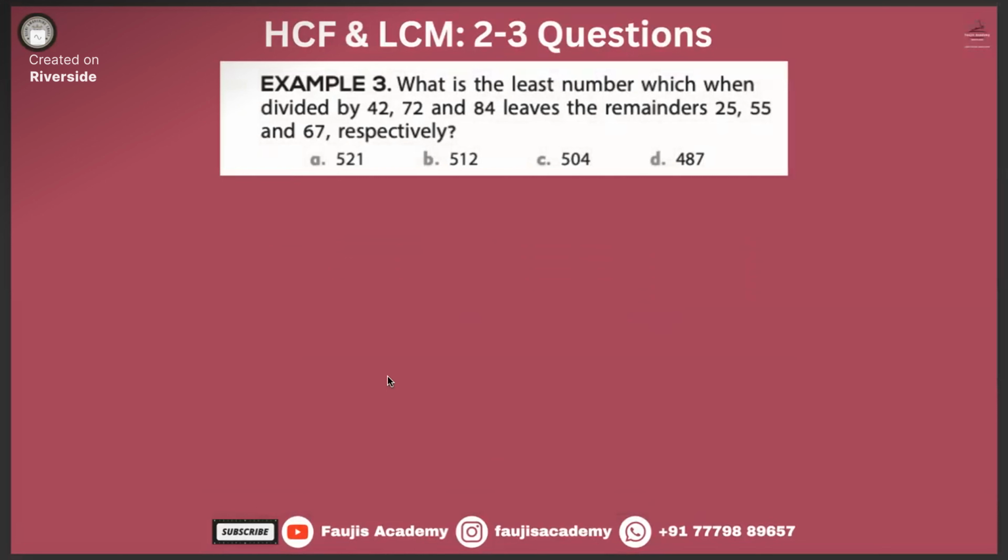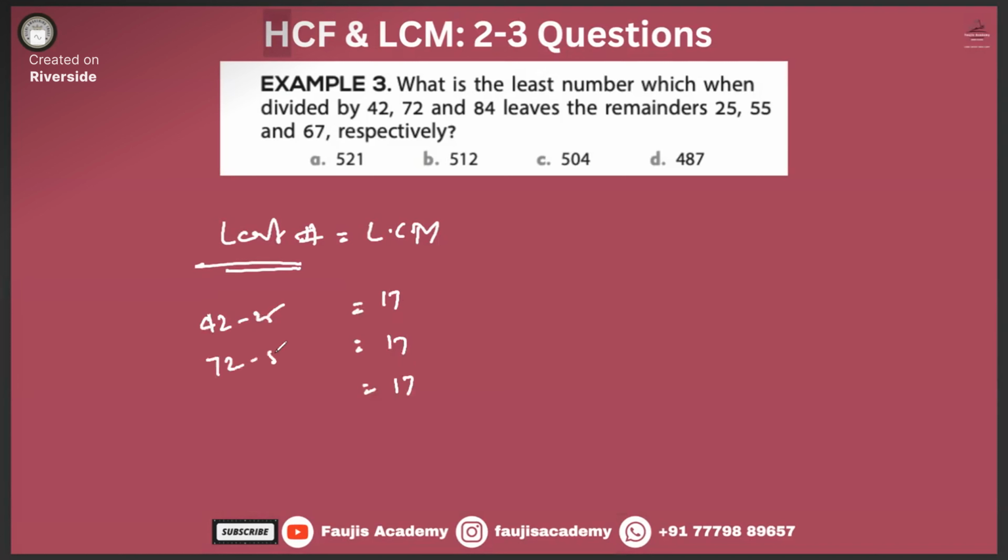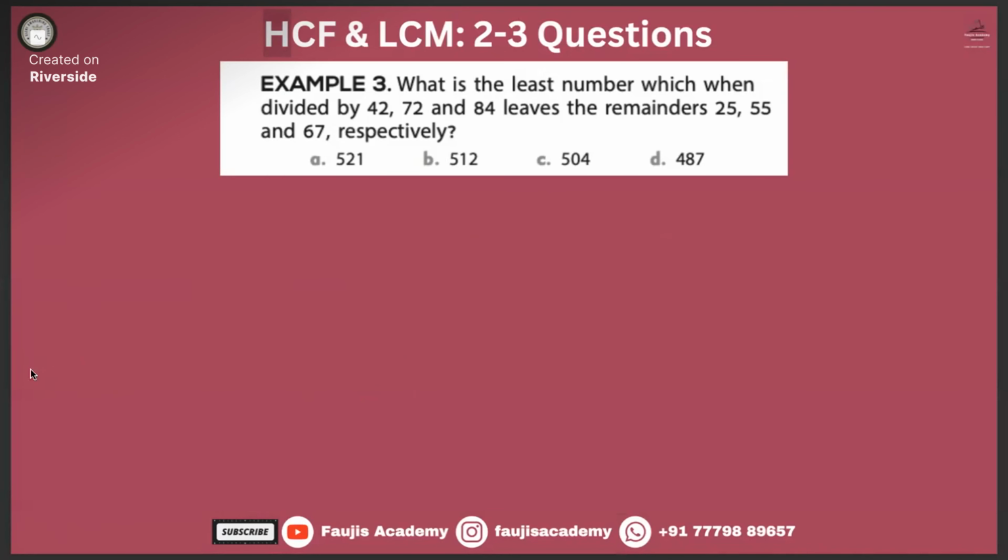What is the least number which when divided by, what did I tell you, 487? Least number means LCM. We have to find the LCM. This is the clue that I'm giving you. And then you saw that the difference is 17, 17, and 17 in all of these cases. So what we did, we found the LCM of these numbers and we reduced 17 from there. I guess I gave you homework in association with this question.